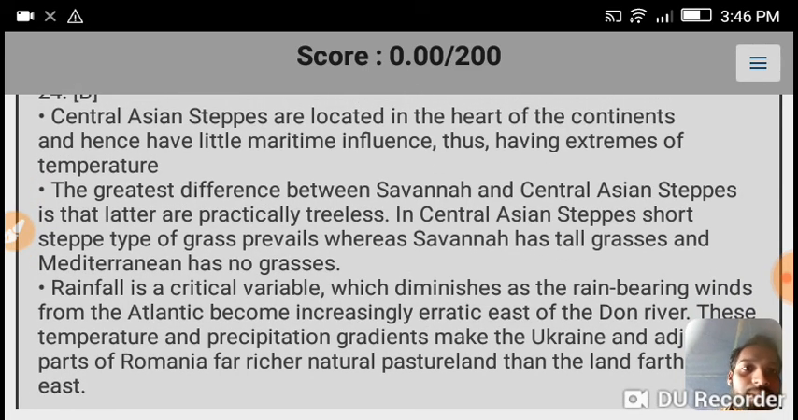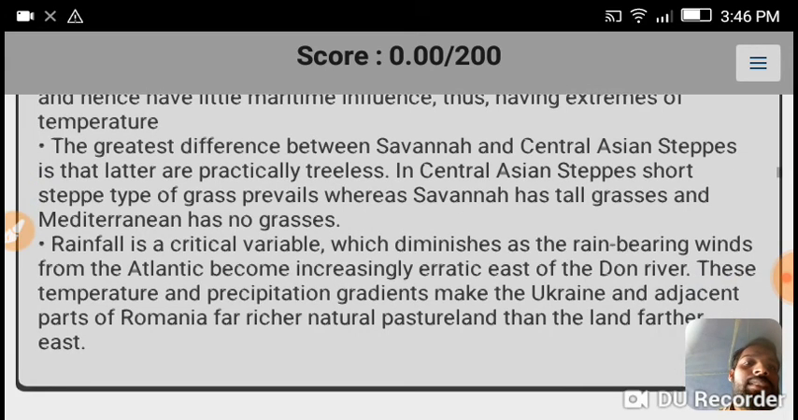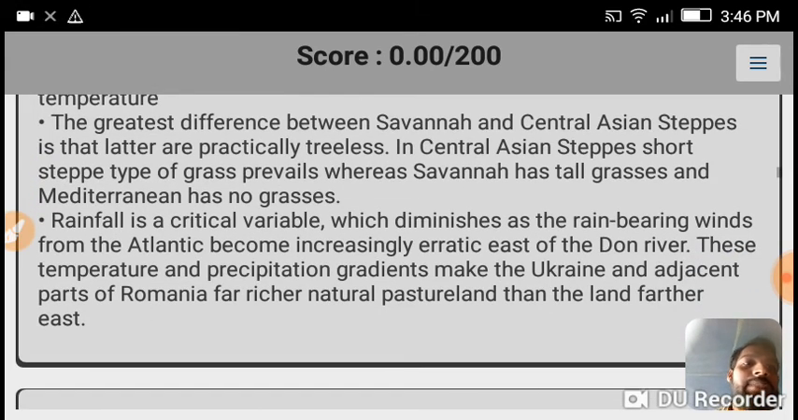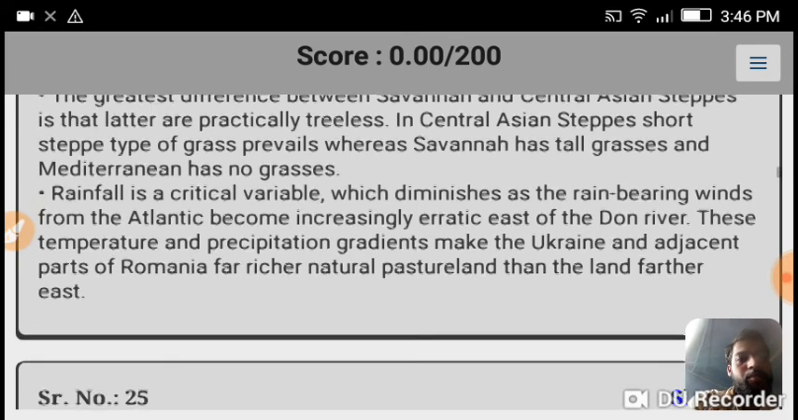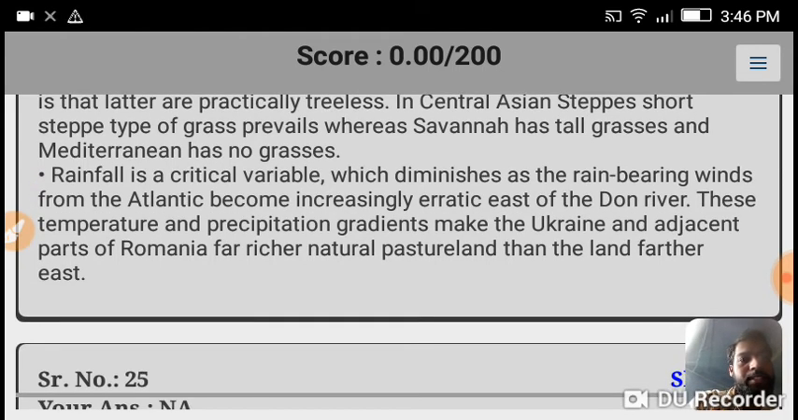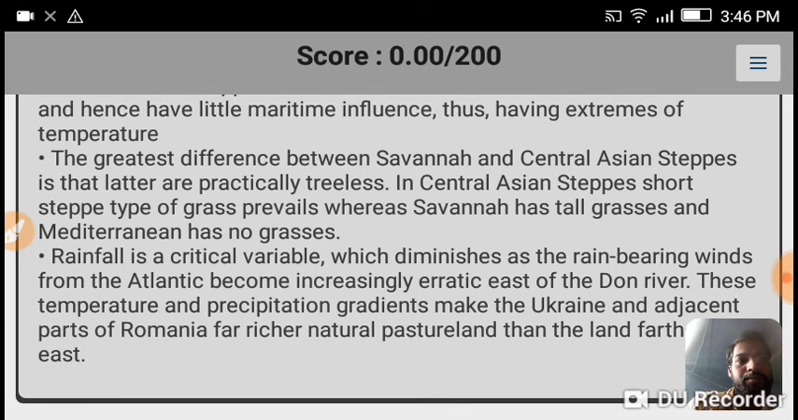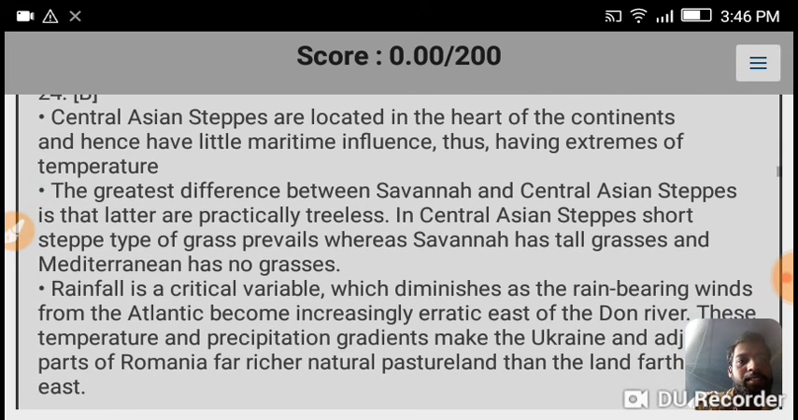Rainfall is a critical variable, which diminishes as the rain-bearing winds from the Atlantic become increasingly erratic east of the Don River. These temperature and precipitation gradients make Ukraine and adjacent parts of Romania far richer natural pasture lands than the land further east. So you can see.